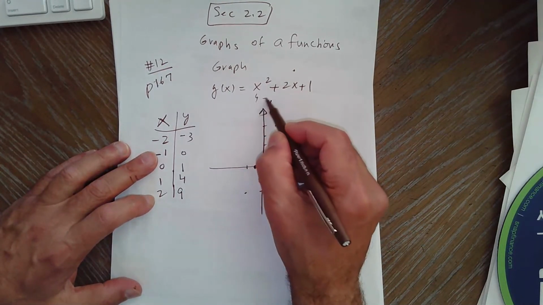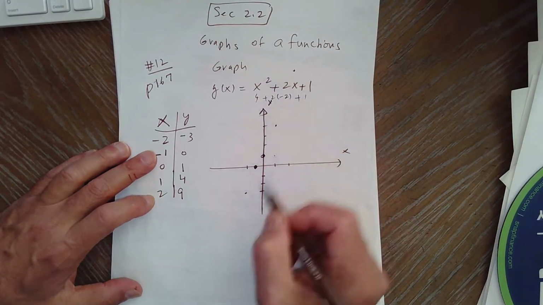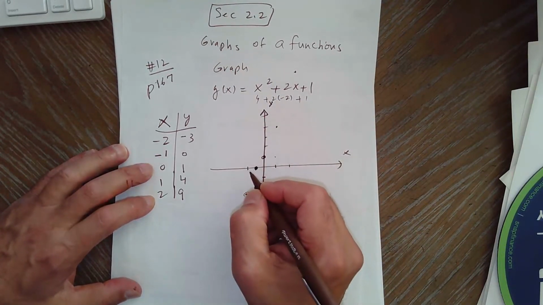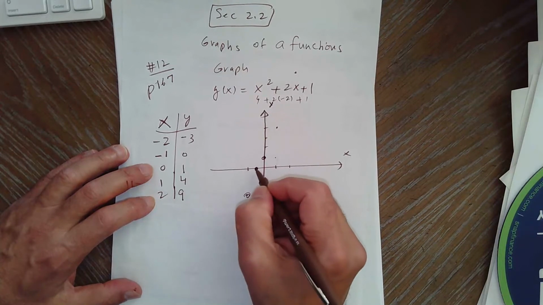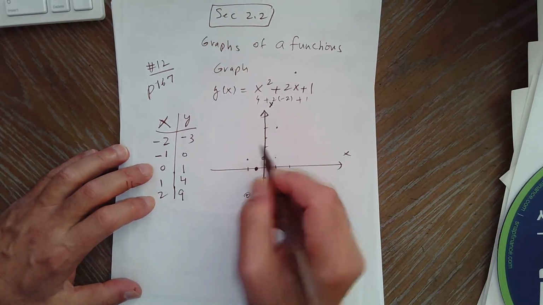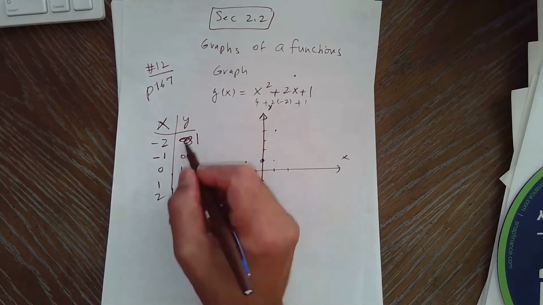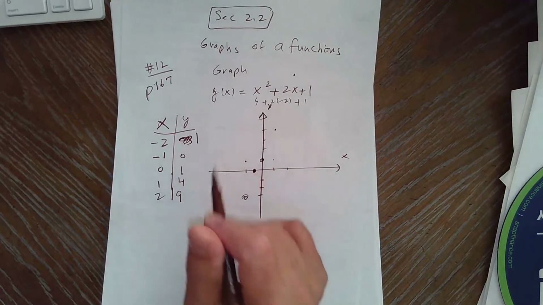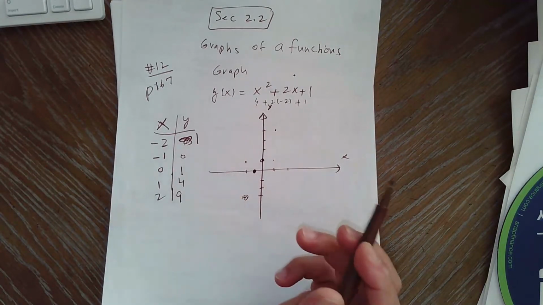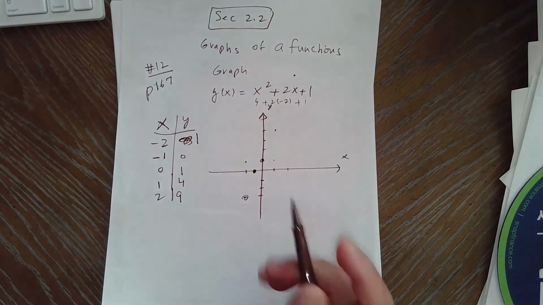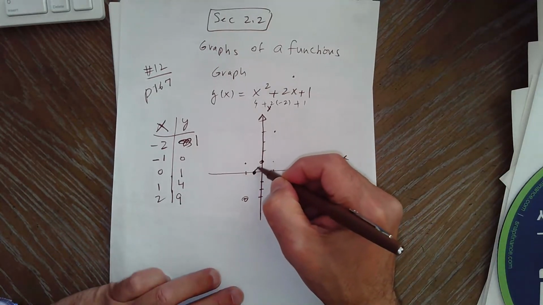-2, it's a 4 plus 2 times -2. Oh, -2, 1. That's wrong. This should be 1. Okay, so it should be plus 1. Let's fix that. So make sure you fix the one in the notes, number 12, page 167. It should be -1. I had -2, -3 by mistake. So when you graph it, it looks like this.